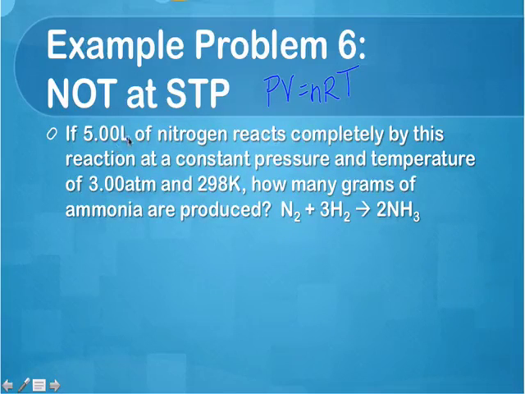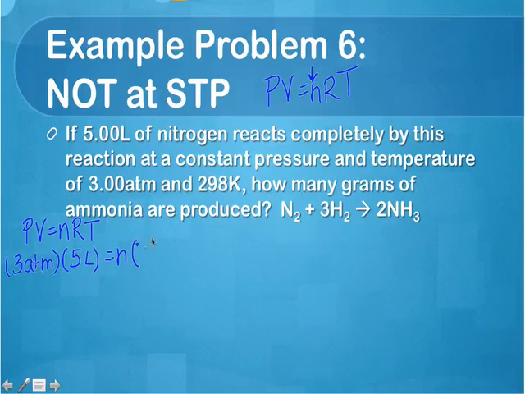But I can't use 22.4 liters as 1 mole because I'm not at STP. So what I'm going to do is PV equals nRT, and I'm going to solve for the n, because n will be moles of nitrogen, and then I can start my regular stoichiometry problem. So the first thing is PV equals nRT. The pressure they gave us is 3 atmospheres. The volume is 5 liters. I don't know n, that's what I'm looking for.